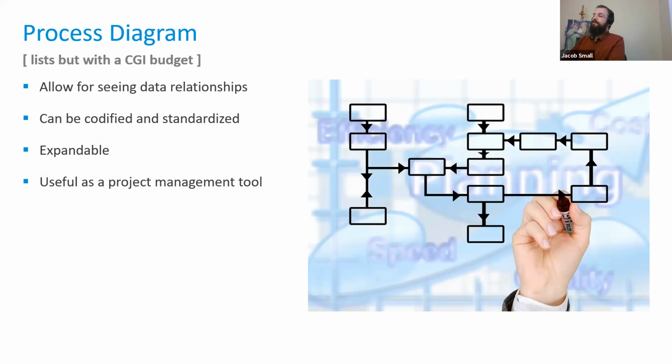The other process that I use for this stuff is a process diagram, right? The way I like to think about this is it's like the list, but with a CGI budget, right? Because it becomes much more visual than what you had before. This allows a great way to see the relationship between different pieces of data, where data is coming from, where data isn't coming from. It can be quickly codified and standardized so that you can share that content out, and it is also expandable. Just like with our lists where it might have said just one thing, and then when we look back at that Dynamo graph, it's a bigger, longer list of everything that we're going to do.